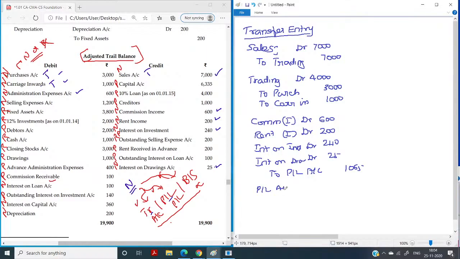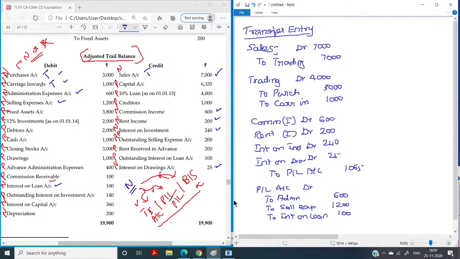Profit and loss account debit. What debit items are there? Nominal debit items other than those transferred to the trading account. The first one is admin expenses, to admin expenses 600, and then selling expenses, the value being 1,200. The next is interest on loan, to interest on loan 100 rupees.